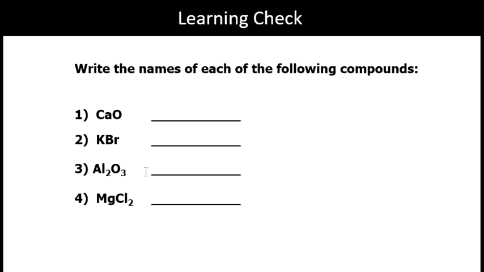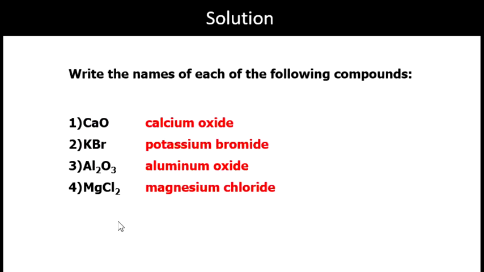Write the name of each compound. What is the naming rule? Metal, non-metal, IDE, when we have binary ionic compounds, two types of elements. So double check to make sure you have the correct answer. All right, guys, I'm sure you are prepared for some learning check.